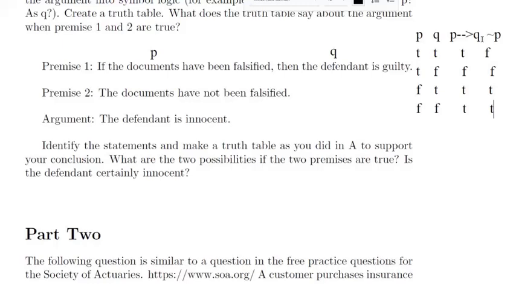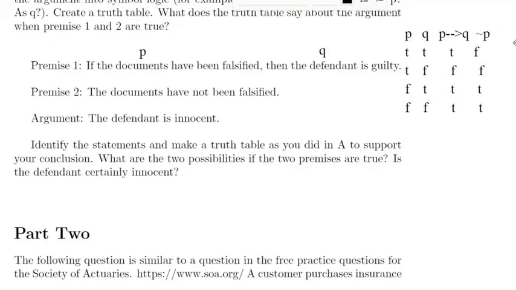And then they said the defendant is innocent. That would mean not Q, right? The argument is that the defendant is innocent. So Q would be false in their situation. So what you want to do, just like on the last one, is look at premise 1 and premise 2 and find out when those two premises are true. Premise 1 is true in the first, third, and fourth rows. Premise 2 is true in the third and fourth rows again. So these are the two places that are true for both of those premises.